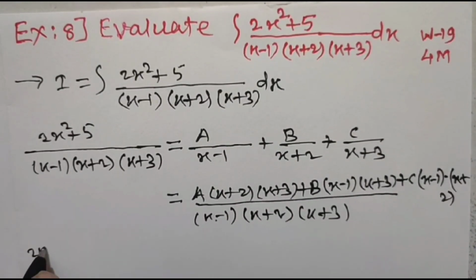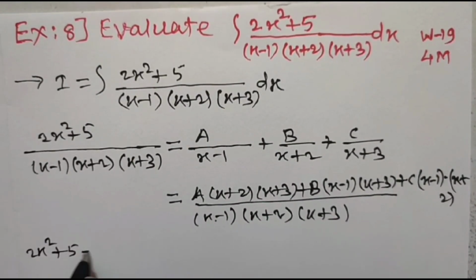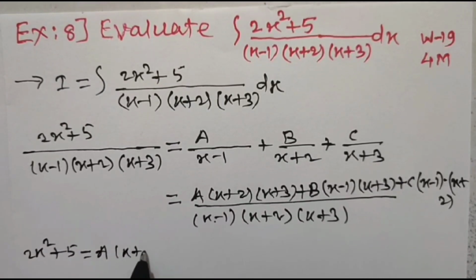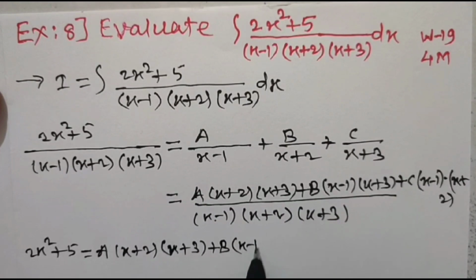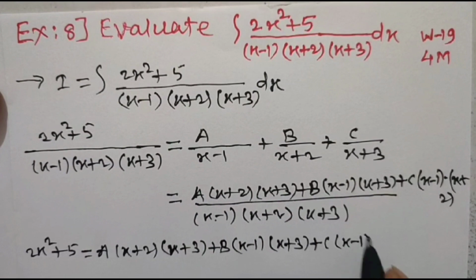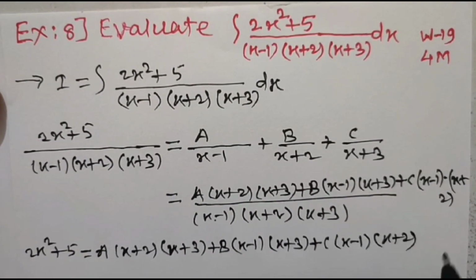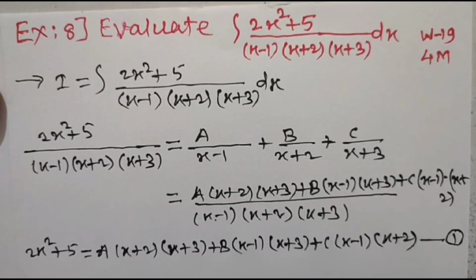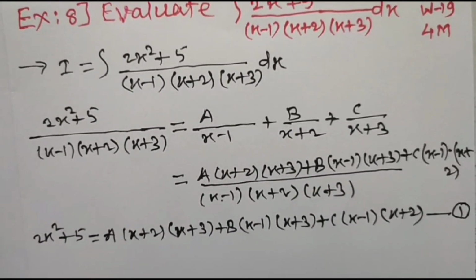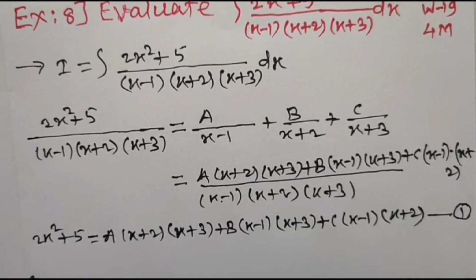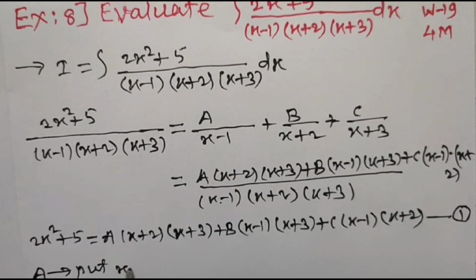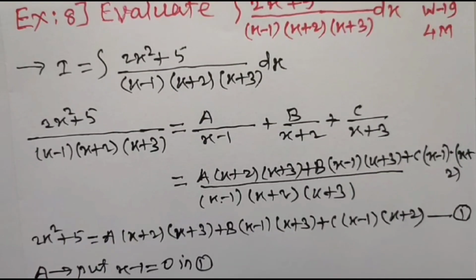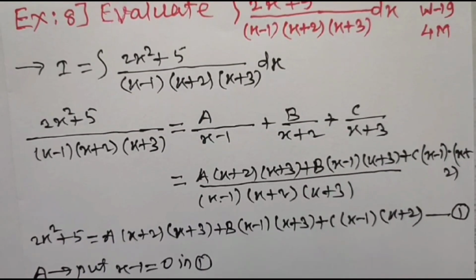We can write 2x square plus 5 is equal to a into x plus 2 into x plus 3 plus b into x minus 1 into x plus 3 plus c into x minus 1 into x plus 2, and consider this is equation number 1. Now we have to find out values of arbitrary constants a, b, c. To find a, put this x minus 1 is equal to 0 in equation 1. That is x is equal to 1. We have to put in equation 1.